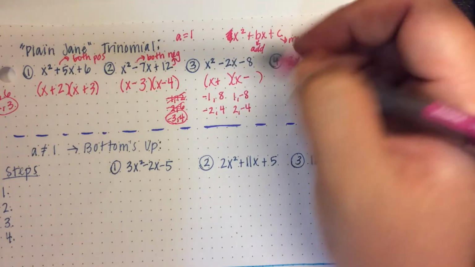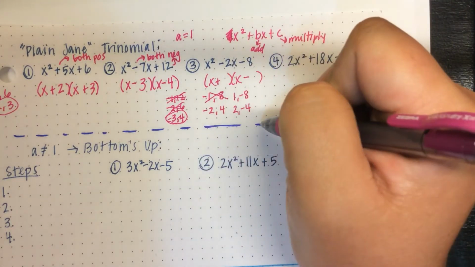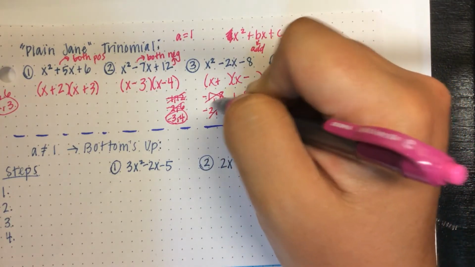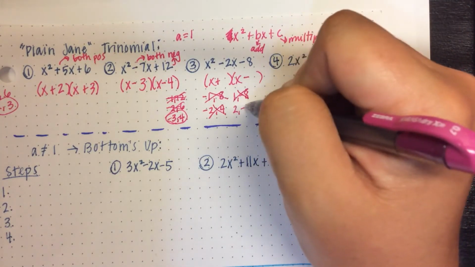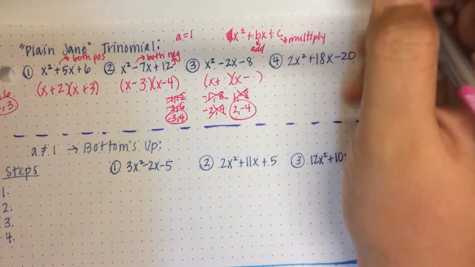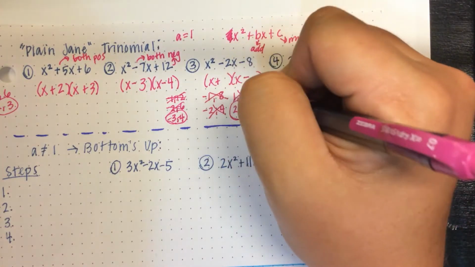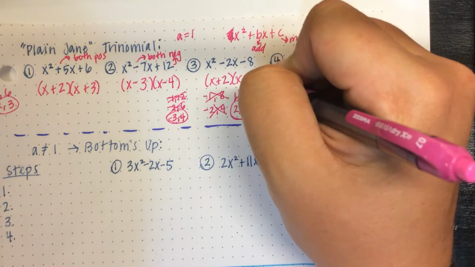Okay, I want to add to a -2. -1 plus 8 is 7. All right, -2 plus 4 is +2. 1 plus -8 is -7. 2 plus -4, that's going to be my -2. So that means I have a +2, -4.